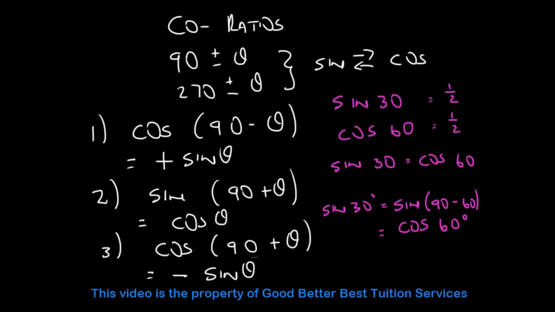The last one, cos of 90 plus theta, is in which quadrant? It's in the second quadrant. Cos in the second quadrant is negative. So cos will change to sine, and it becomes negative sine theta.